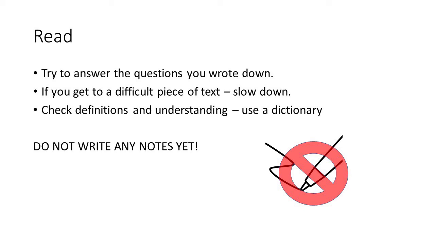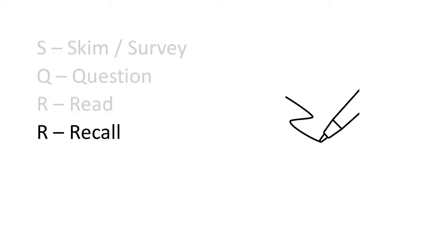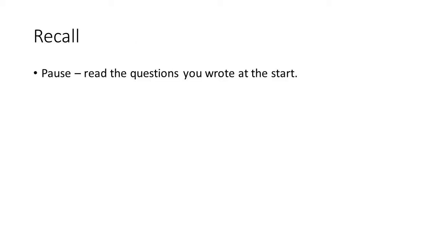Once we've completed that reading, that's the first R of the 3 R's, we're going to look at recall. Now, starting the recall, you need to pause. Go back to the questions that you wrote at the start. Have another look at them. Once you've done that, try to answer the questions out loud. Verbalize your answer. Talk through the answer. So you're confident in what you're speaking about. You're confident in that subject matter.